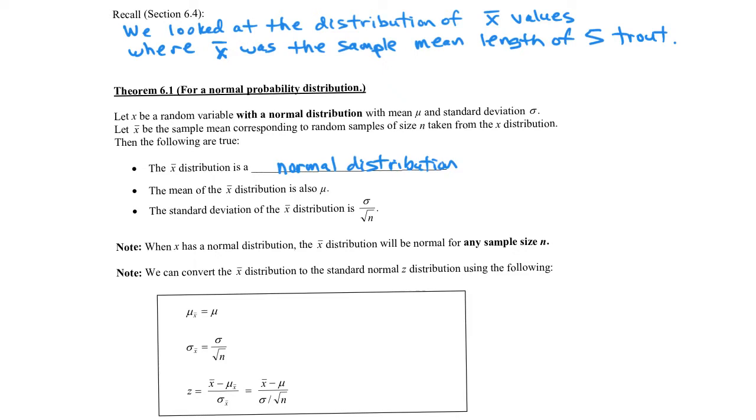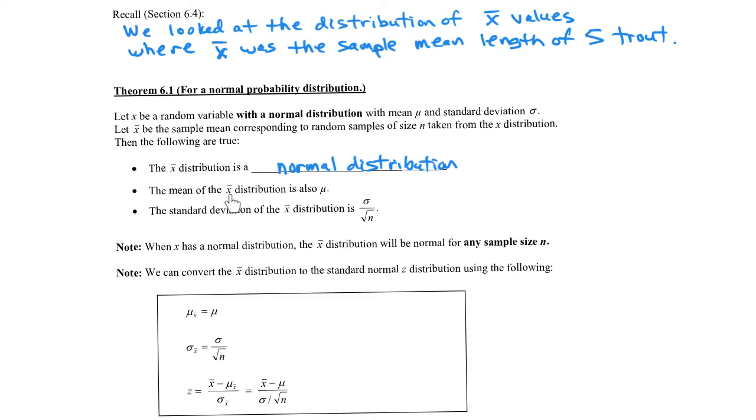What this means is that if we are taking these samples from a normal distribution, and then we line up all of these sample means on a number line, like a dot plot, they would form a normal curve also. So what this says is if we're sampling from a normal distribution, then the x bar distribution is also going to be a normal distribution.